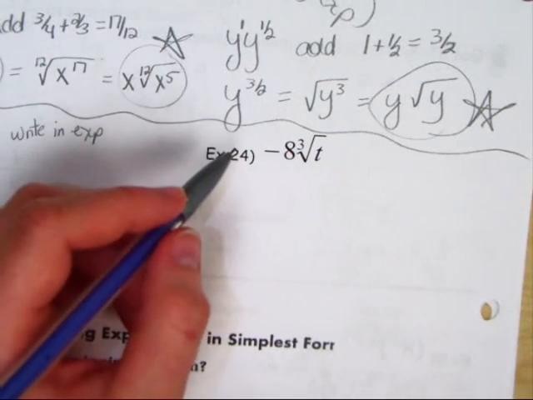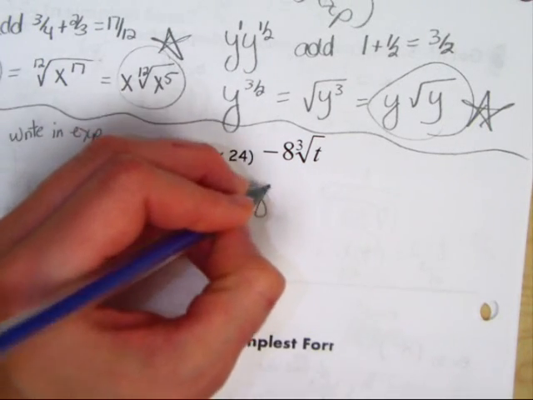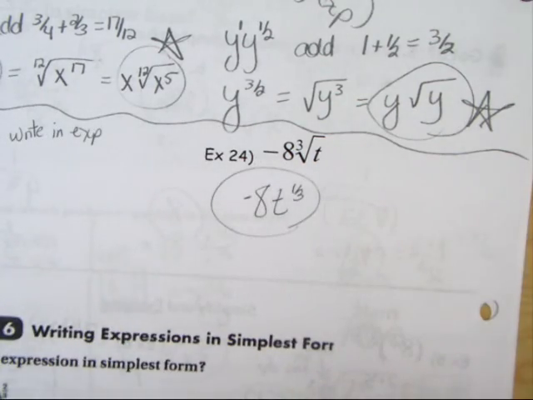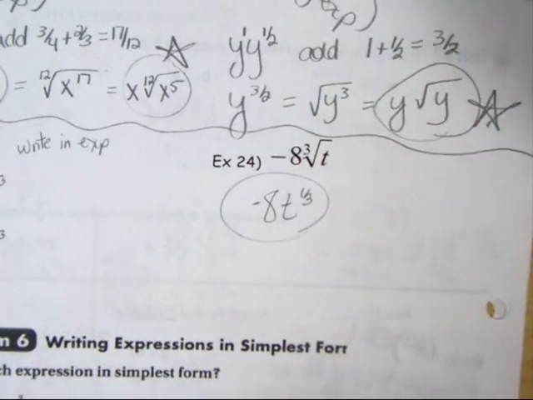The next problem, do the same thing. Write in exponential form. That's -8 t to the 1/3. That's all. Alright, we'll get the rest done in one more video.